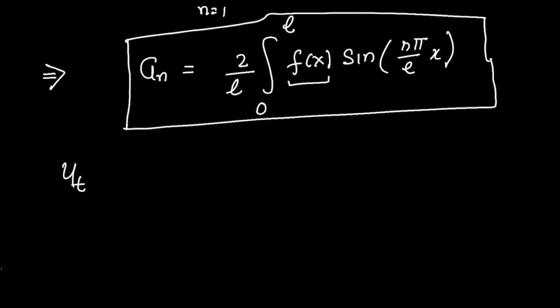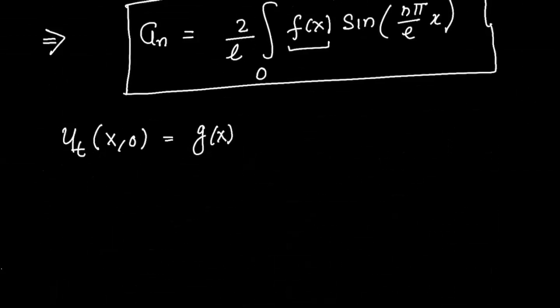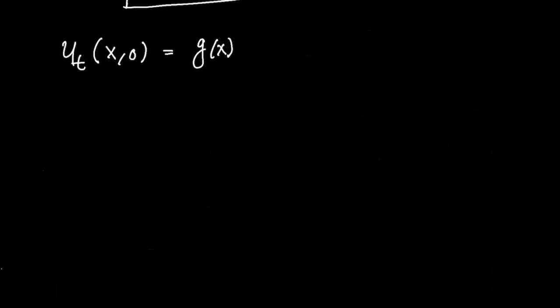That's why we have a derivative with respect to t, and u_t(x, 0) is equal to g(x). That's your other condition or restriction you have.